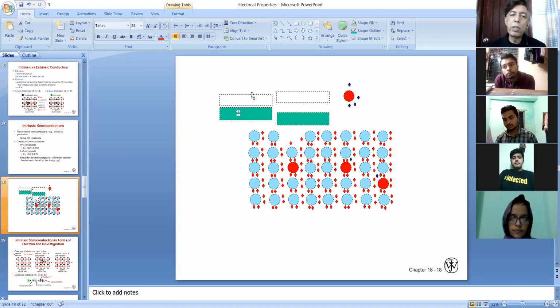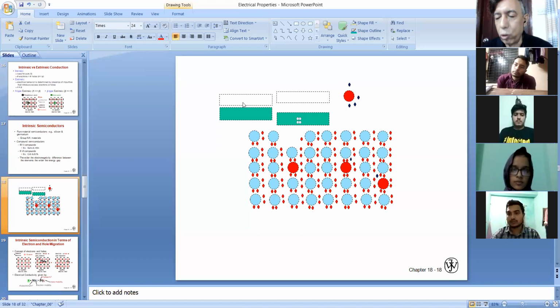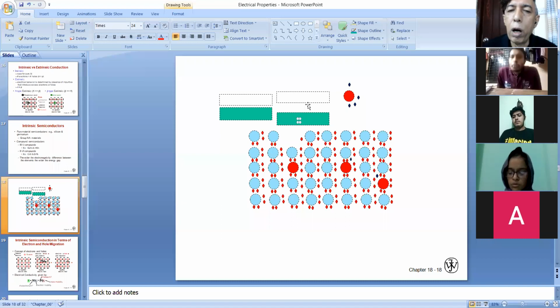But if you see the case of the normal electron of silicon, the band gap is higher than this. It is about, say, for example, 1.1 electron volt. And for this, it is about 0.1 electron volt or 0.2 electron volt. This band gap is very small compared to the normal band gap of silicon.